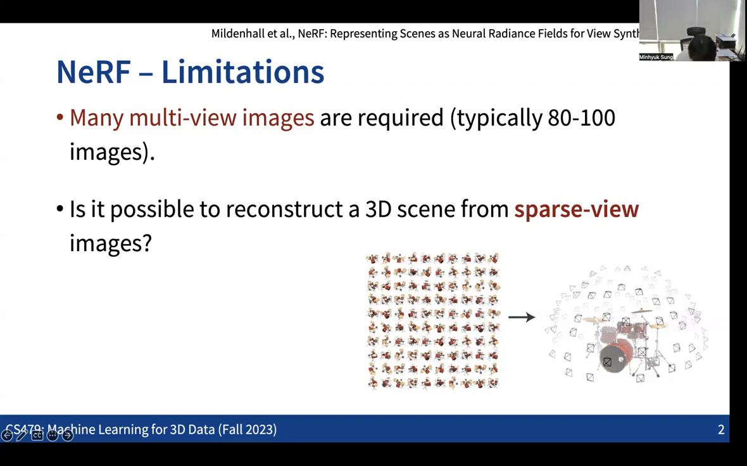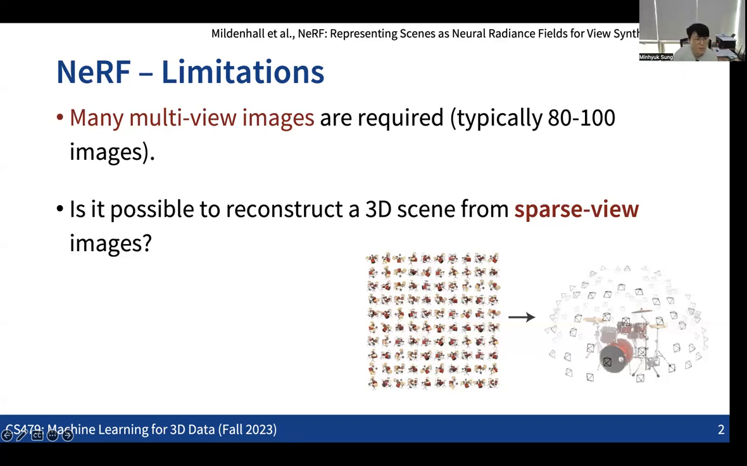Obviously, one of the limitations is that in order to do 3D reconstruction, we need to have lots of multi-view images. And one of the questions might be, can we also reconstruct 3D scenes only from sparse view images? So that's what we are going to see here.